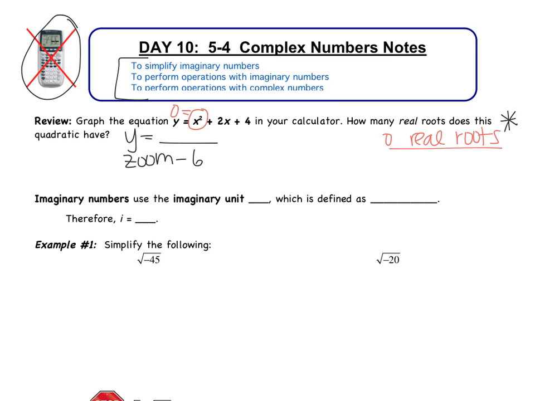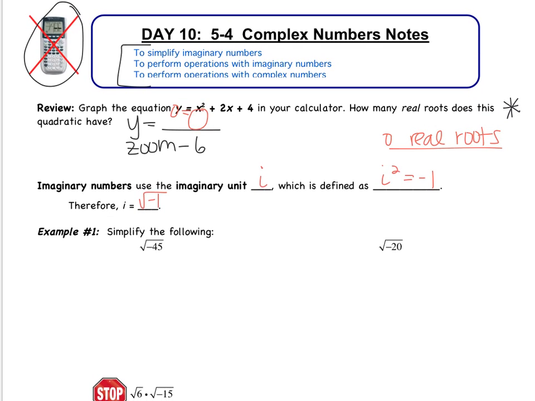Okay, so imaginary numbers use the imaginary unit i. i is defined as i squared equals -1. Therefore, i is the square root of -1. Now, in the past, anytime you end up with a negative under the square root, you're told that that's not a solution that we use. That's because negatives under the square root are imaginary numbers. They're not real numbers.